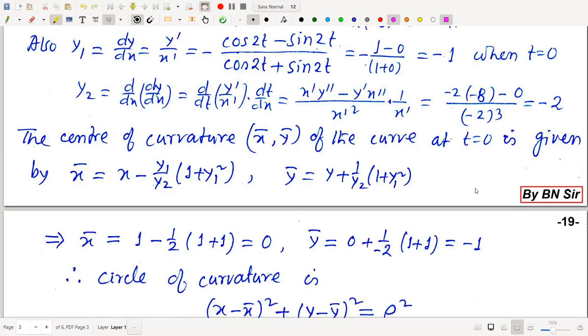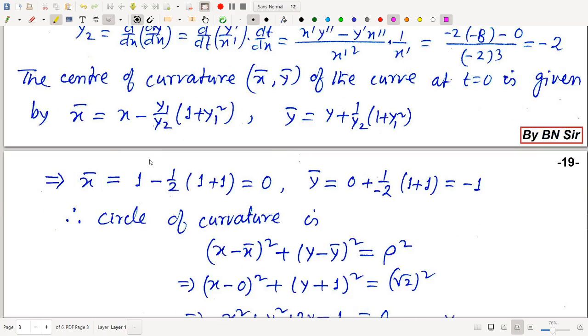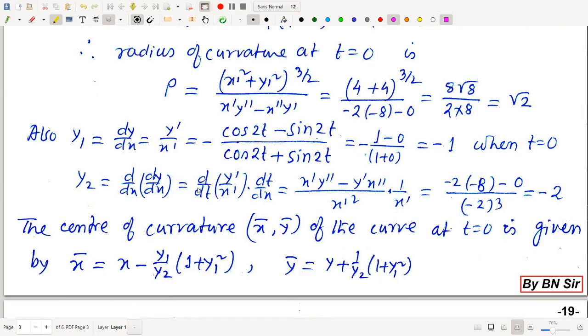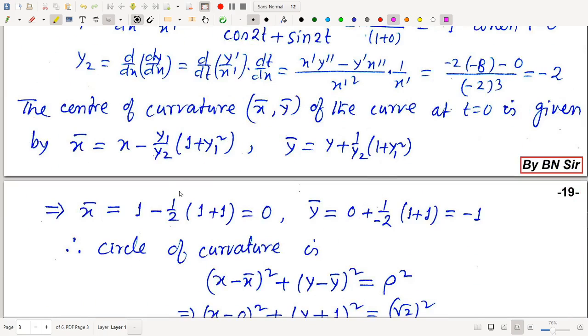The center of curvature x bar comma y bar of the curve at t equal to 0, that means at x equal to 1 and y equal to 0. t equal to 0 gives us x equal to 1, y equal to 0, already we have seen. So x bar is x minus y1 by y2 into (1 plus y1 square). y bar is y plus 1 by y2 into (1 plus y1 square). That is the formula. Now x is 1, so 1 minus y1 by y2; y1 we have calculated as minus 1, and y2 is minus 2. So y1 by y2 is half, into 1 plus y1 square means again 1, so it is 0. And y bar is, y is 0 when t is 0, so 0 plus 1 by y2, y2 is minus 2, so 1 by minus 2, into 1 plus 1, because y1 square is 1, so it is minus 1.